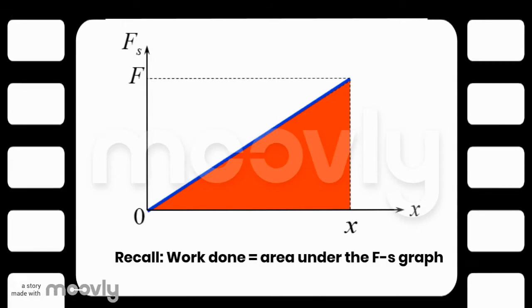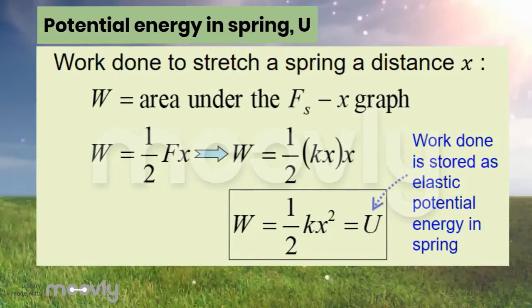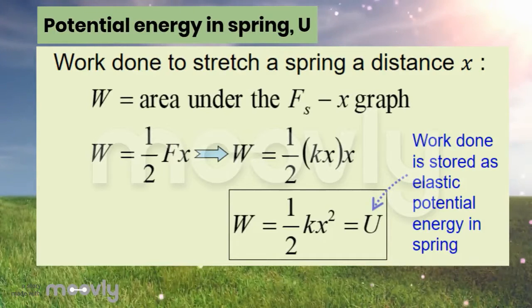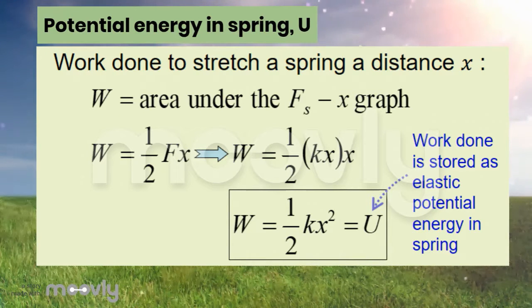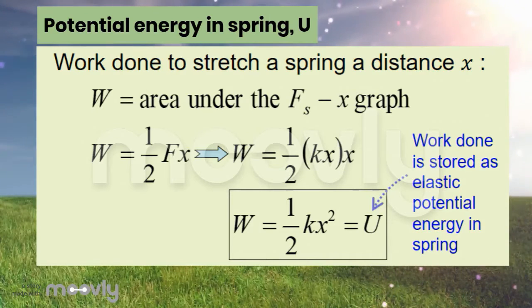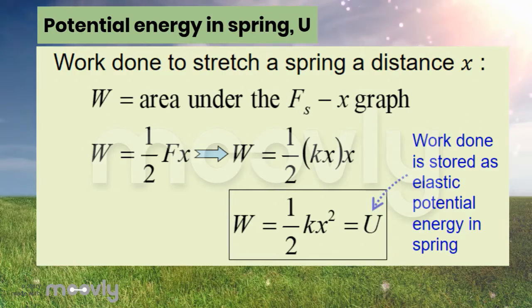So let's recall back. We have learned that we have force versus displacement graph. The work done is the area under the graph. So to calculate the work done, it's the area under the F-x graph. Since the shape is a triangle, you calculate it using the equation half times F times x. The restoring force is kx, so that gives you half kx squared. So this half kx squared is the elastic potential energy in the spring, and that is because work done is stored as the elastic potential energy in the spring.